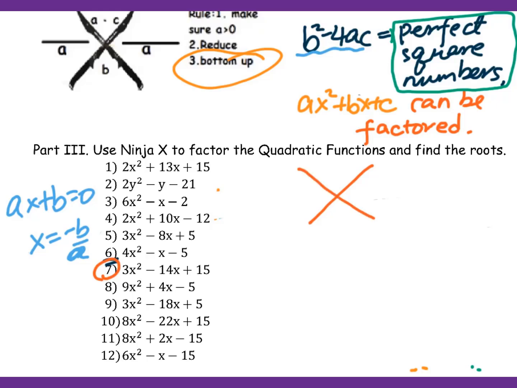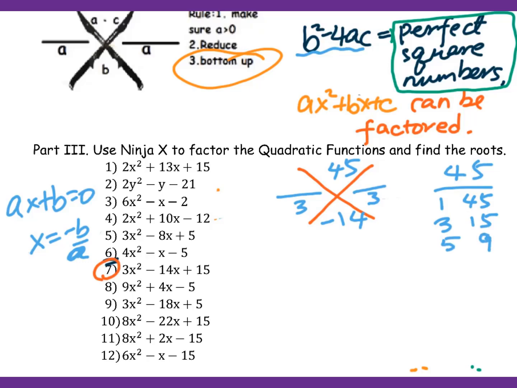Let's go to number 7. I got 45, negative 14 over 3 over 3. 45. 1, 45, 3, 15. Adding is not 14, so keep going. 5, 9. Then I stop because I got the positive 14. Since I'm looking for negative 14, therefore change sign. Negative 5, negative 9.